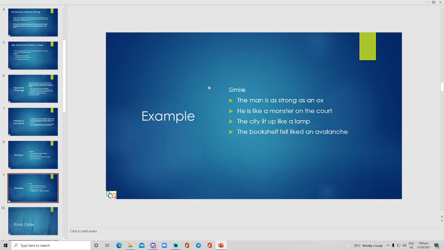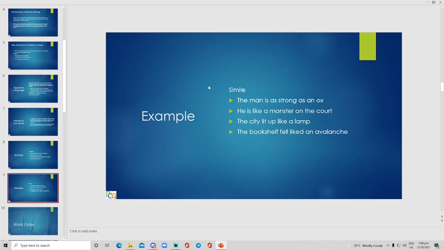Next example, he is like a monster on the court. See, this is quite similar to the one I had before, which was he is like an animal. I say, he is like a monster, but see, I use the word like. Again, this is my first tell to know whether I'm dealing with a simile or a metaphor. So I'm comparing him to the characteristics of what we know a monster to be. Same thing with the next example. The city lit up like a lamp. We know that a lamp provides light, so you could say it's lit.